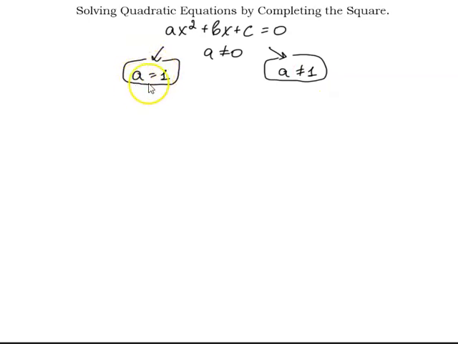For the first option, when a equals 1, I will use an example: x squared minus 4x minus 14 equals 0. We will need to solve this equation by completing the square. Because we'll be using the perfect square formula, let's recall how it looks.